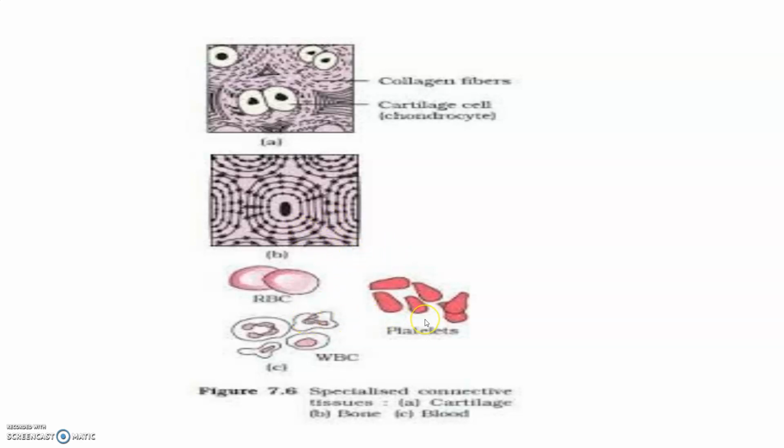Blood is a fluid connective tissue that contains plasma, RBCs, WBCs and platelets. It is the main circulating fluid that helps in the transport of various substances within the body.